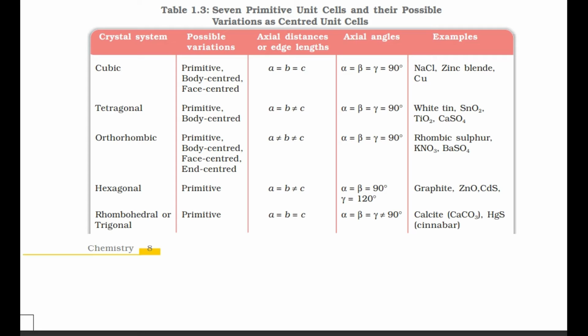Talking about their edge lengths, a is equal to b, which is not equal to c. The axial angles are all equal to 90 degrees, and the examples are white tin, SnO2, which is tin oxide, TiO2, and then CaSO4, calcium sulfate.